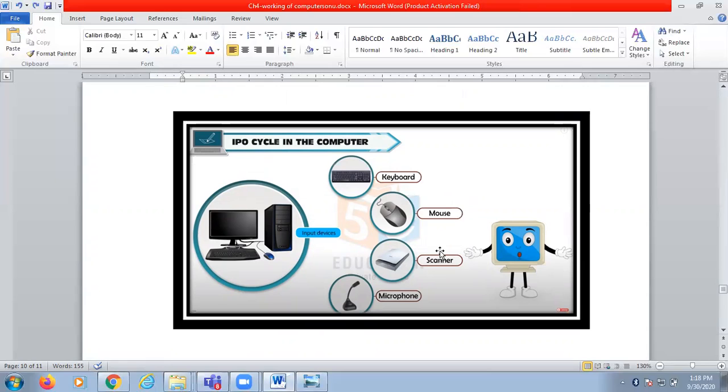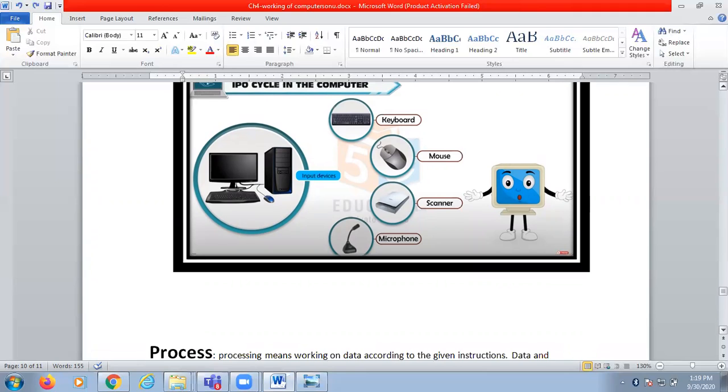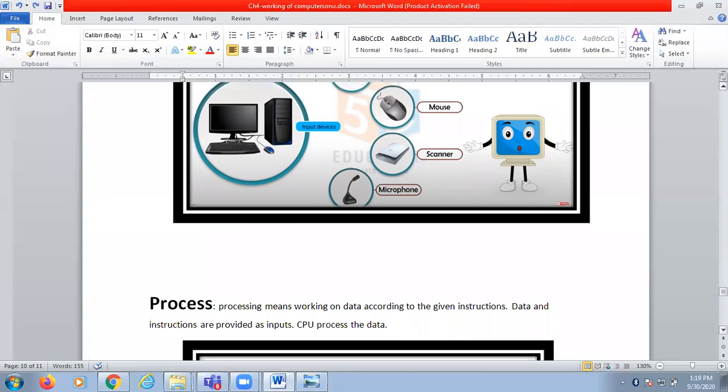Whatever paper we have written in a copy can be scanned and shown in the computer. That means it is also an input device. Whatever paper we put in the scanner, it is scanned and shown on the monitor. So it is known as an input device. Microphone: whatever voice we speak, through the microphone it is heard in the computer. Is it okay? Now, next is process.